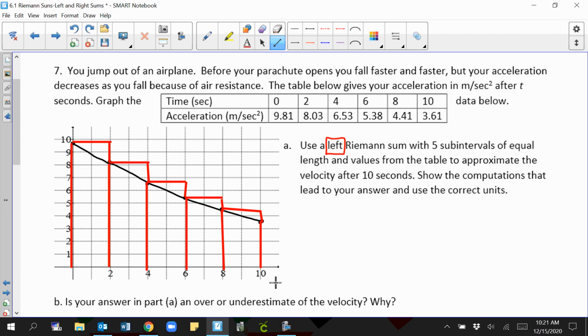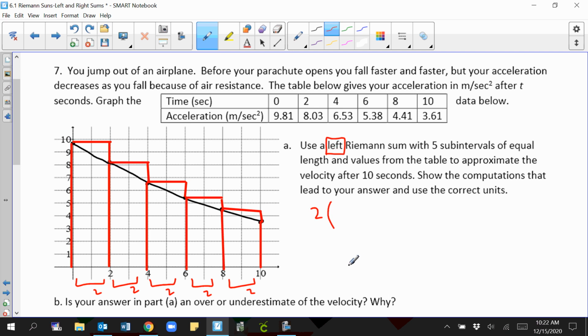And I know they're not drawn very well. Keep in mind, I can't actually see what I'm drawing on my tablet. So our width for all of these is 2. So I'm going to start with the 2 out in front, and then I'm going to use my height. So I'm going to use at 0, at 2, at 4, at 6, and at 8. So those are all coming from the table right here. So a 9.81 plus 8.03 plus 6.53 plus 4.41.